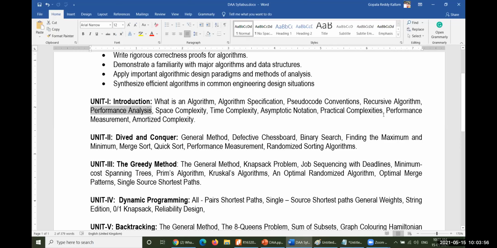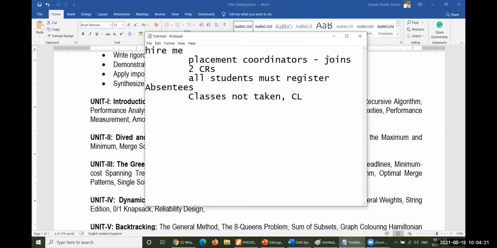So now I'd like to complete these two. What is performance measurement, and what about amortization complexity? These two will be completed today, so that today unit number 1 of the design and analysis of algorithms will be completed. So without further delay, let's get started.